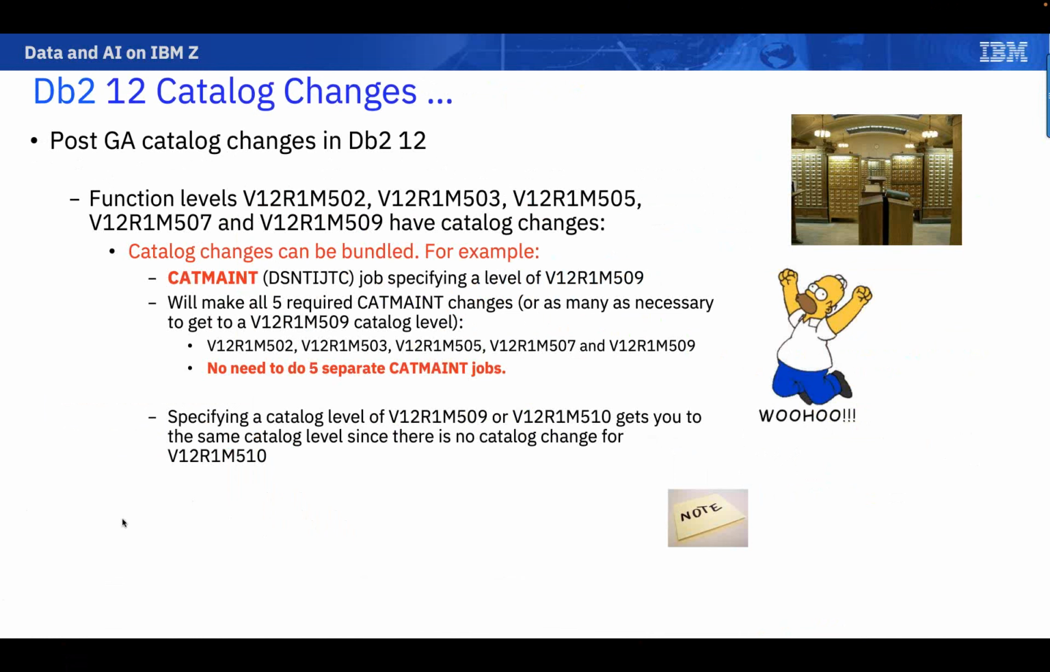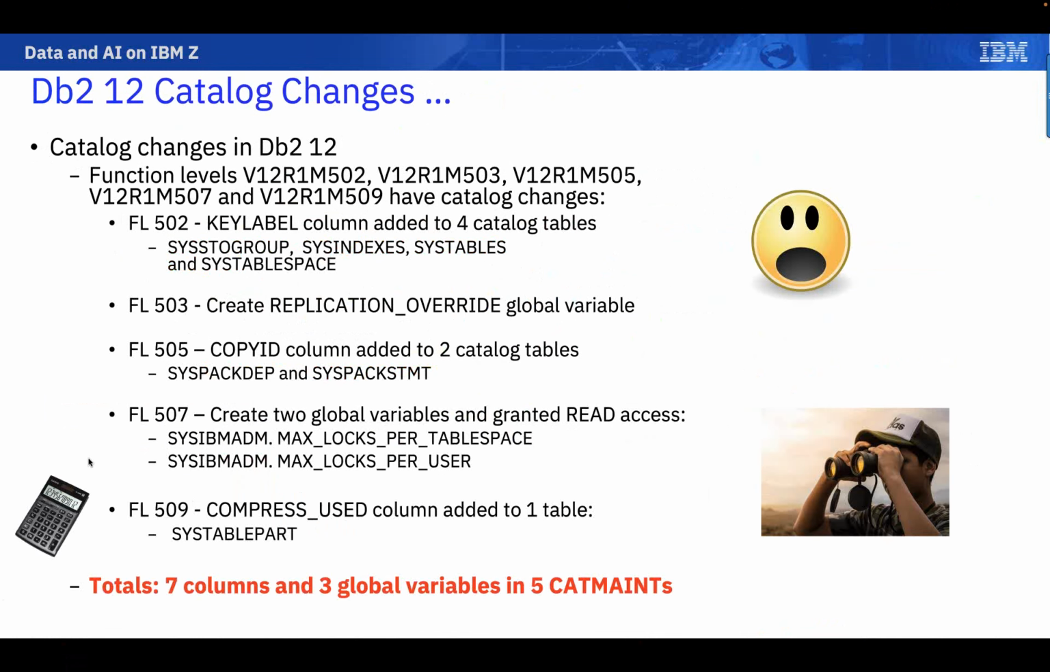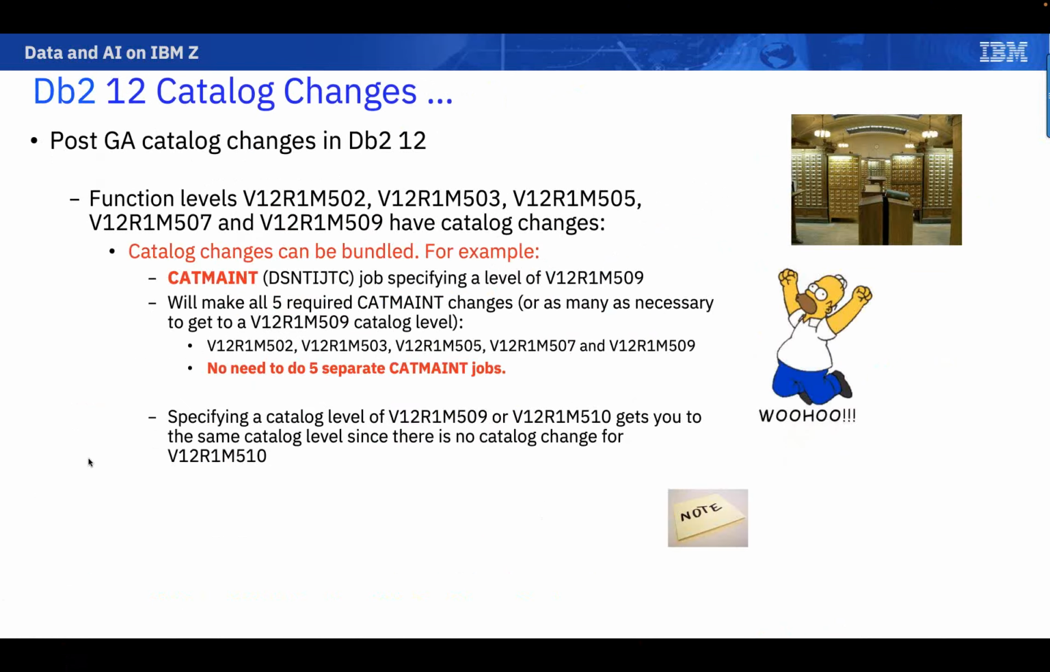So, as Anthony stated early on, the final function level, I guess we've gone to the next chart. The final function level is 510, and it has a catalog level of 509. So go ahead, next chart, Anthony. Yeah, sorry about that, John.